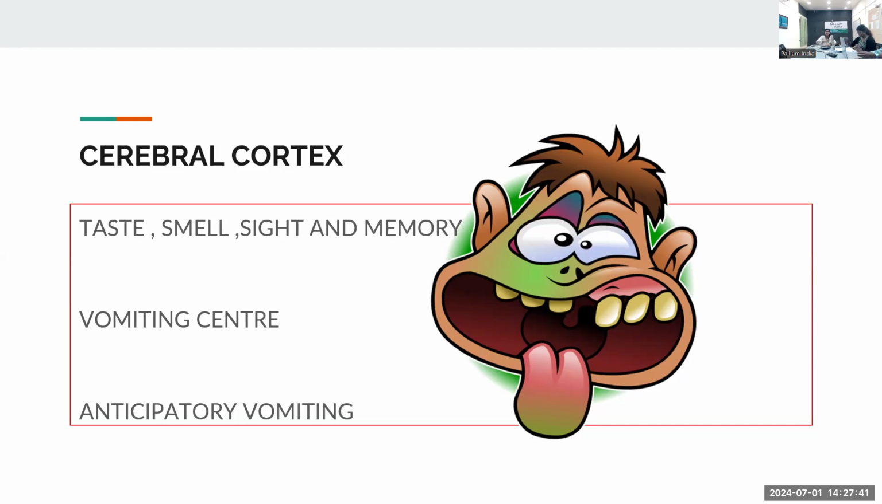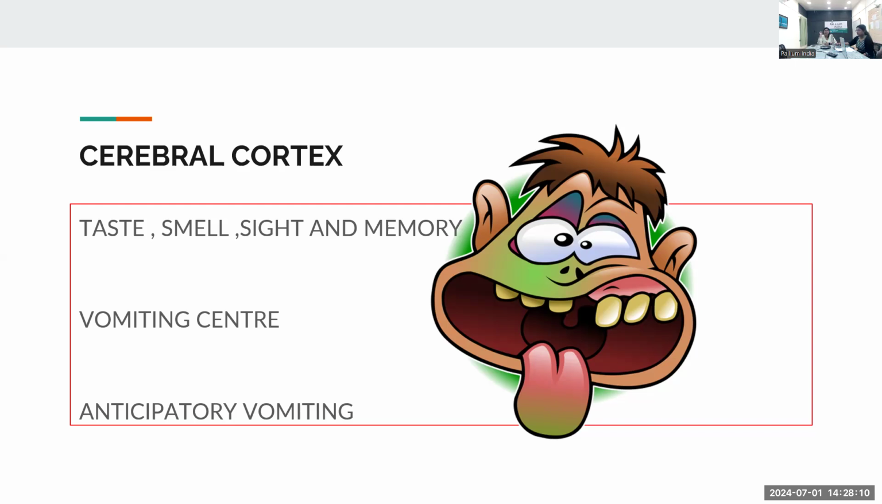In this situation, can you give ondansetron or can you give metoclopramide? Will it help? No. A patient is complaining to you that he's getting chemo on this day and he's getting anticipatory vomiting. Can you give ondansetron there? No. Here it is anticipatory vomiting. Here who is going to help?